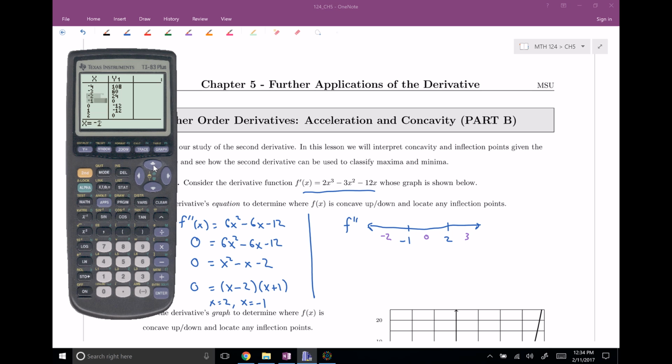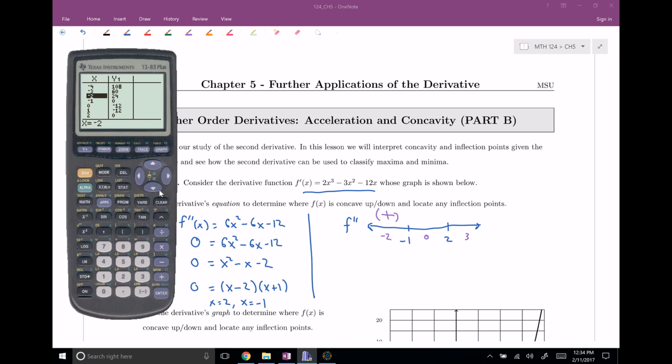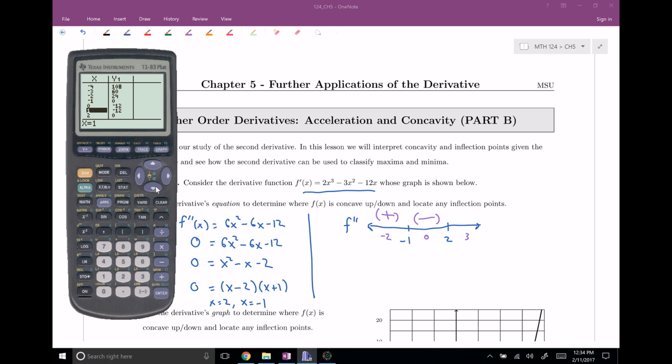If I look at the test point at negative 2, we see that the second derivative there is positive. How about at 0? At 0, the second derivative is negative. It's negative 12. And then at 3, the second derivative is again positive. It's positive 24.